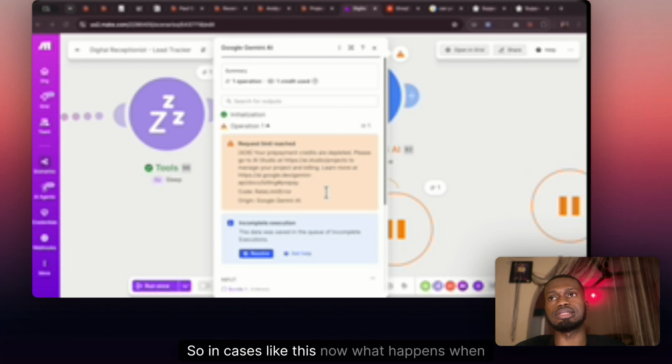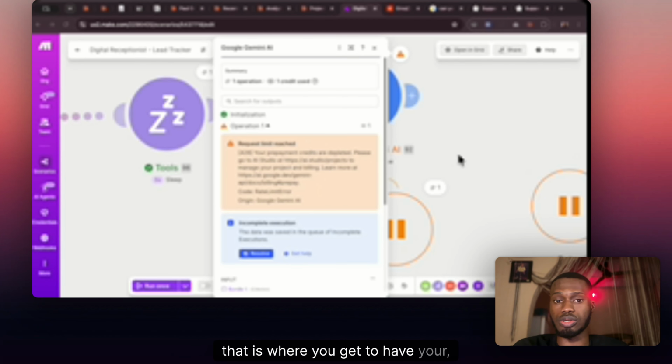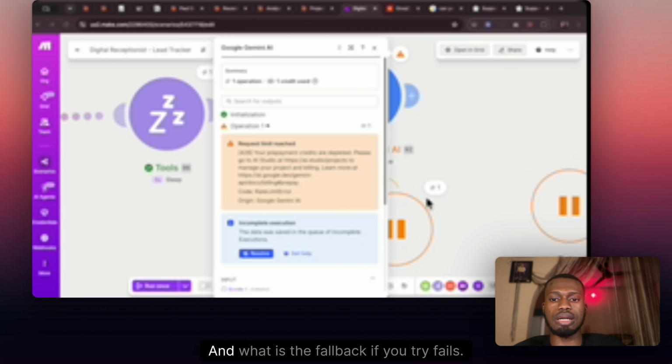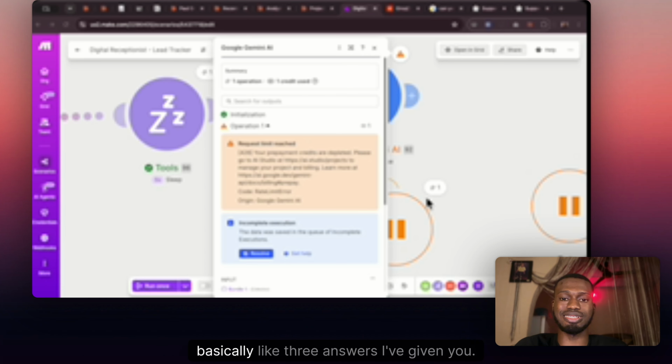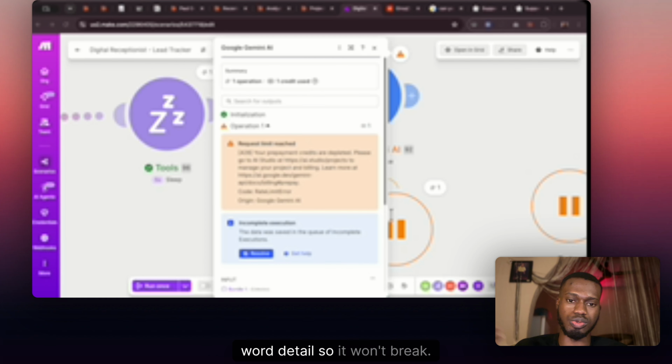So in cases like this, what happens when something like this slips through? That is where you get to add your retry pattern. And what is the fallback if a retry fails? Now you basically have three answers I've given you: the sleep module, the retry error handler, and batch splitting, where you can have four scenarios to process a particular detail so it won't break.